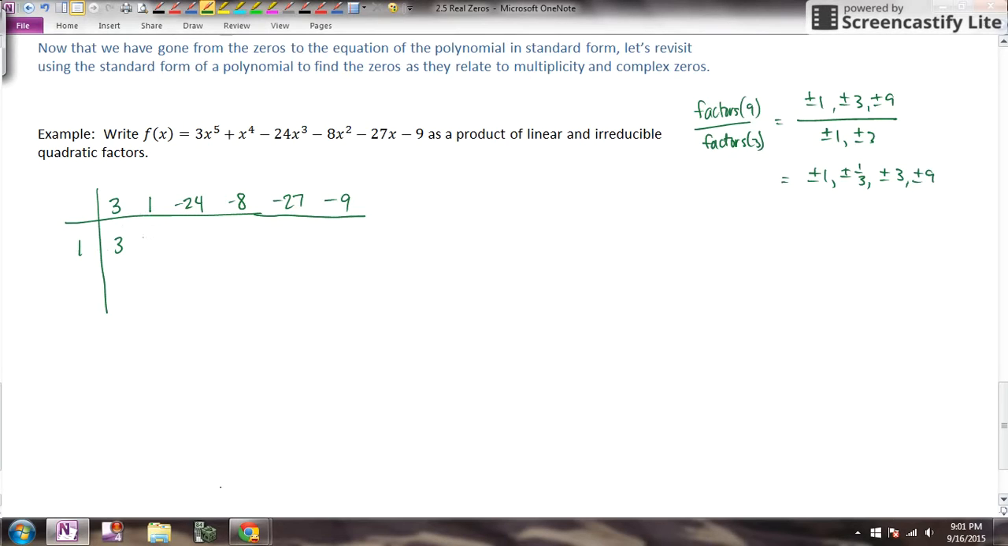So 3 plus 1 is 4. 4 minus 24 is negative 20. Negative 20 minus 8 is negative 28. Negative 28 minus 27 is negative 55.